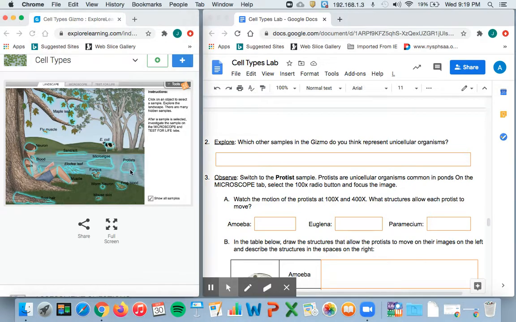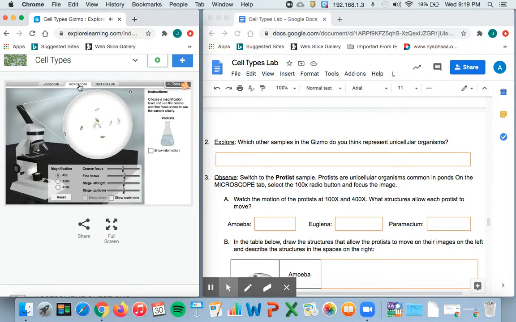Okay, so let's click on protists, select them. They're common in ponds. Click on the microscope and select 100x. Okay, focus the image. Looks pretty focused to me. Watch the motion of the protist. What structures allow each protist to move?